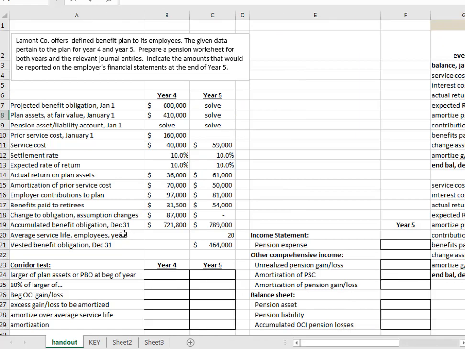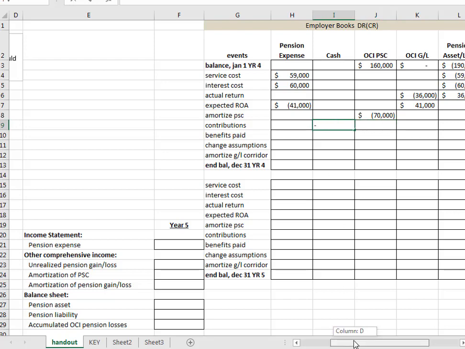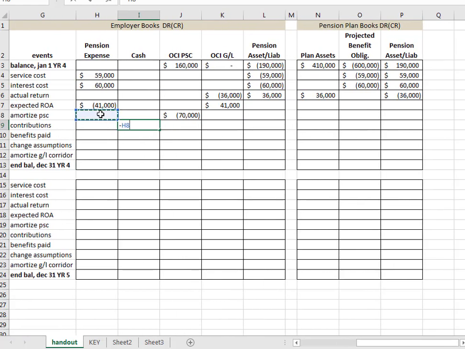What do they tell us needs to be amortized? And then contributions would be a credit to cash and a debit to the, I probably should finish this before I move on, right? Let's do one thing at a time. The amortizing of the prior service cost does not impact the pension assets or the pension obligation. When the change in the plan asset contract was made, it increased the liability and the debit went to OCI. And then it was amortized out over the average service life of the pensioners, which could be 20 years or however many years is the average service life of the pensioners.